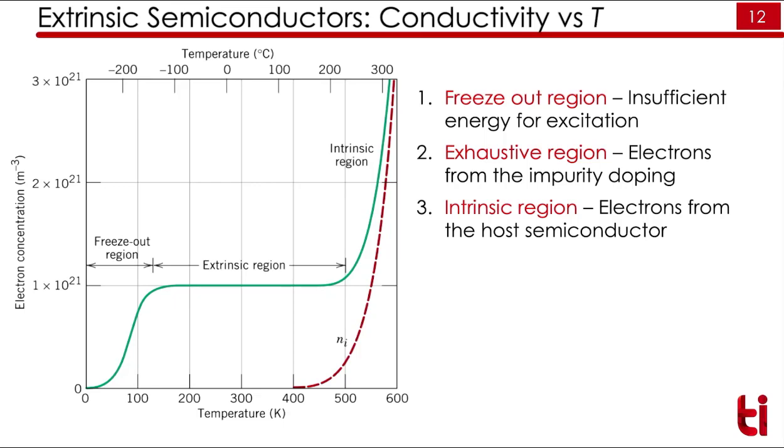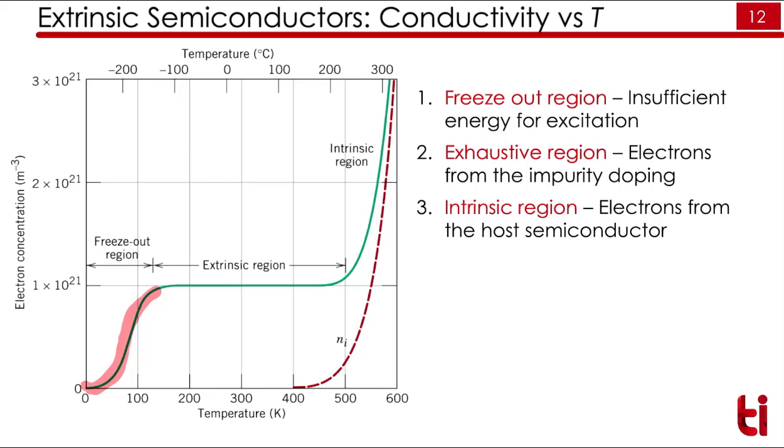So you can see here there are three types of curve or three types of region. First is called the freeze out region, till this point. In the freeze out region, the electrons will not have sufficient energy to break from the parent atom, and they will be in very small quantity as compared to high temperature. So they are frozen there, that's why it's called the freeze out region.